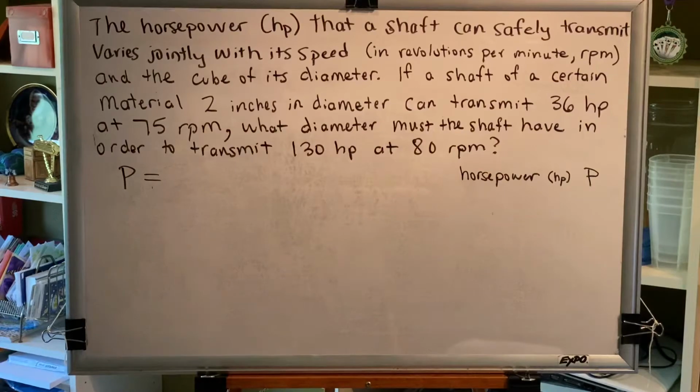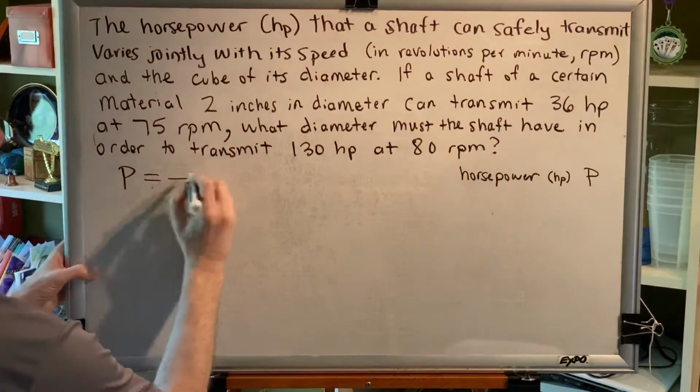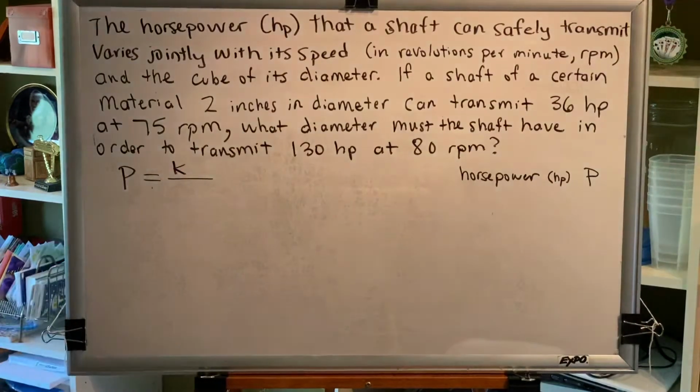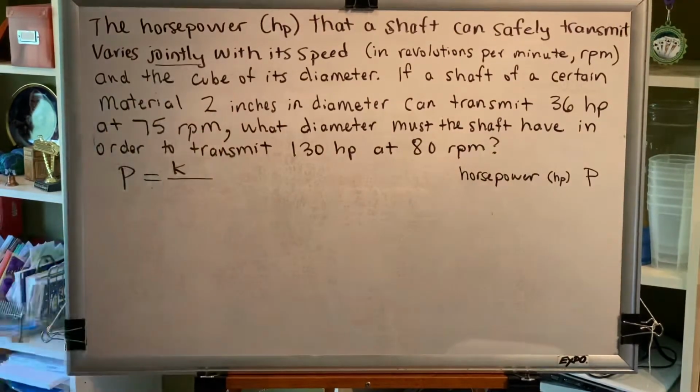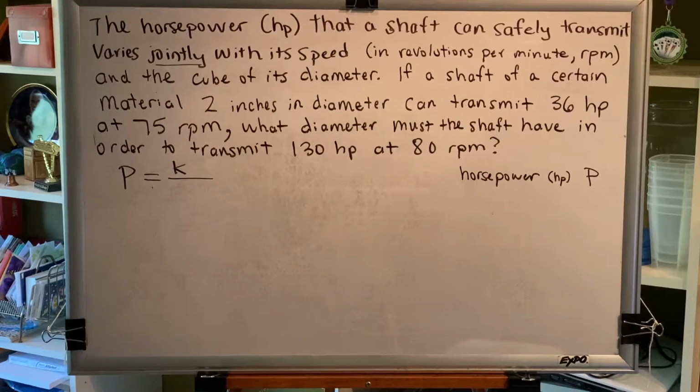Step 2, write the constant of proportionality K in the numerator of a fraction. Step 3, identify the ly word for the problem, directly, inversely, or jointly. Well, in this problem, it is jointly. So that means that we are expecting 2 or more quantities, and they all need to go in the numerator. So let's see if we can find what they are. It says jointly with speed in revolutions per minute and the cube of its diameter.